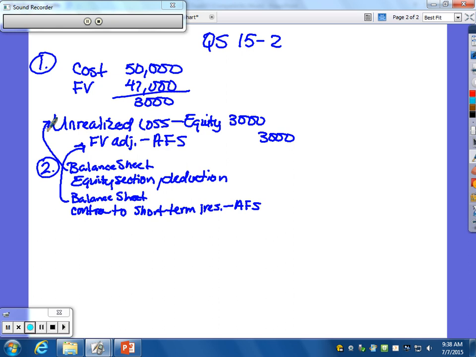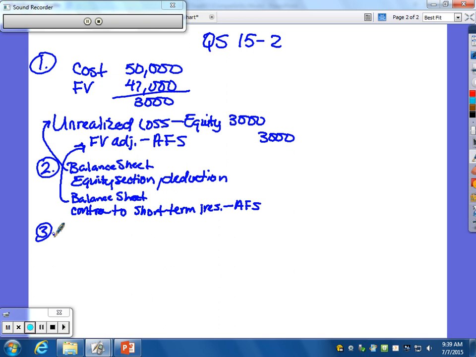All right, number three is saying for us to prepare the April 6, 2014 entry when Joran sells one half of these securities for $26,000. How many securities did they have to begin with? How much in securities, I should say? $50,000. And they're selling one half of that, right? And even though they have told you that they're selling it for $26,000, how much was it really worth?